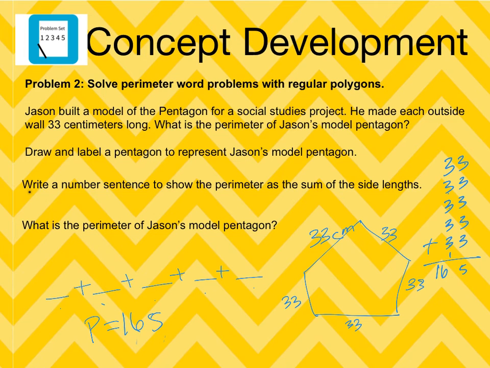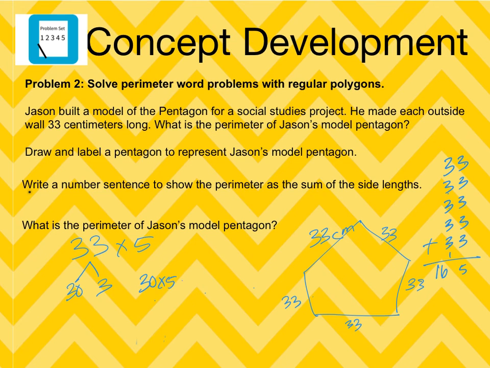I'll show you how to do that with multiplication real fast. So 33 times 5. What I'm going to do is use that break apart strategy again. Goodness sakes, I just do not have enough room right here. Totally running out of room. Let me put it over here. Here I'll have room. So I'd have 33 times 5. I'm going to break apart my 33 into 30 and 3. Now I'm going to use that break apart and distribute property. So I'm going to do 30 times 5 plus 3 times 5. So 30 times 5 would be 150 plus 3 times 5 is 15. 150 plus 15 equals 165. And 165 is my perimeter for this pentagon.